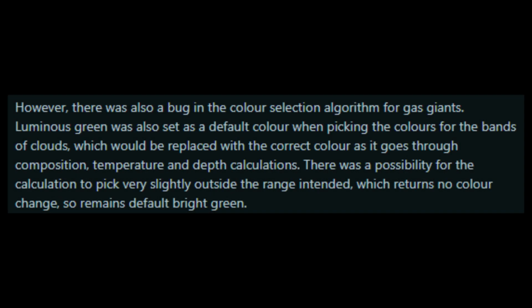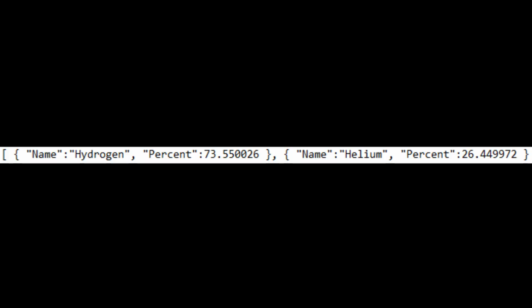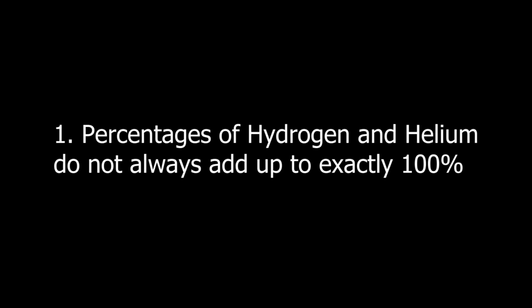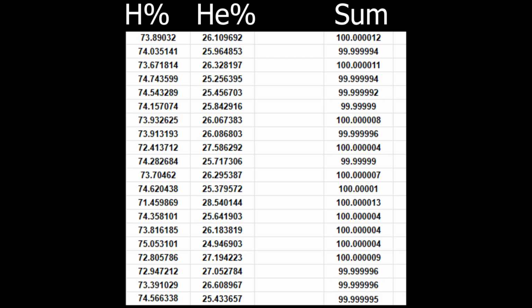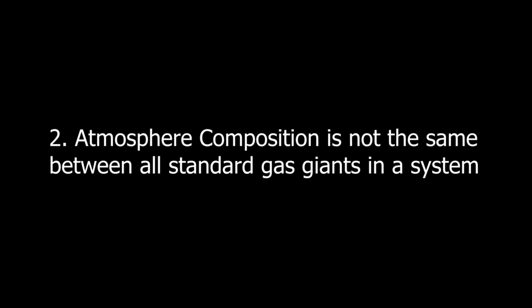It was said in the thread on Dr. Ross's subreddit that surface temperature, composition, and depth were involved in the calculations for the cloud colors of the gas giants generated by the color picking algorithm, and it seemed logical to start at the data us explorers have access to. So I looked at all values for every green gas giant's composition, which is also a number given as 6 significant figures. From doing so, I noticed a few things. First, the percentages of hydrogen and helium do not always add up to exactly 100%. It can be sometimes under or sometimes over 100. Second, contrary to what I previously thought, atmosphere composition is not always the same across every gas giant in the same system.